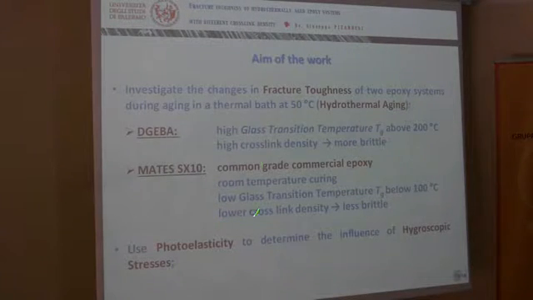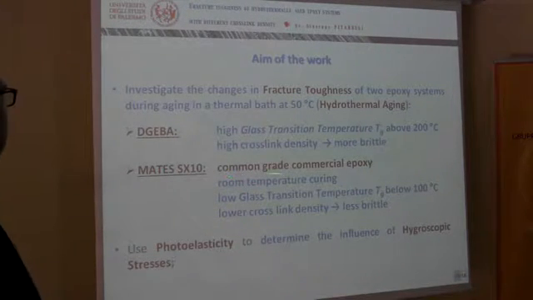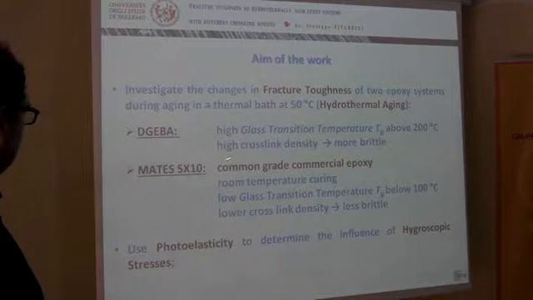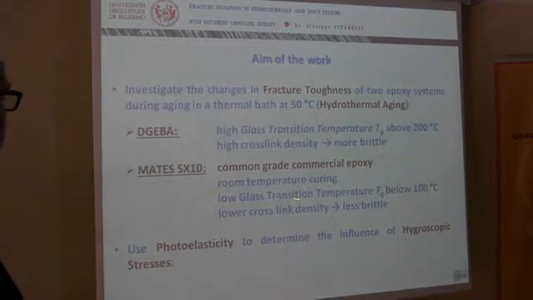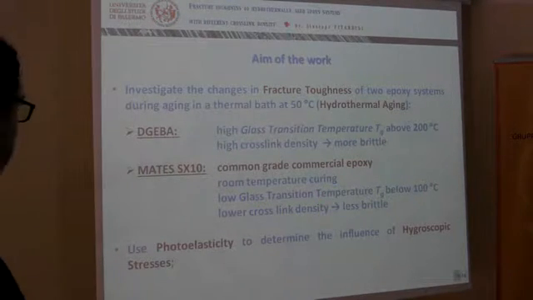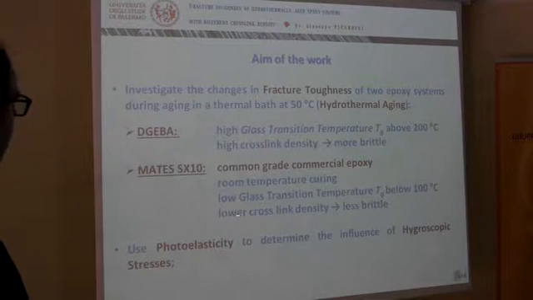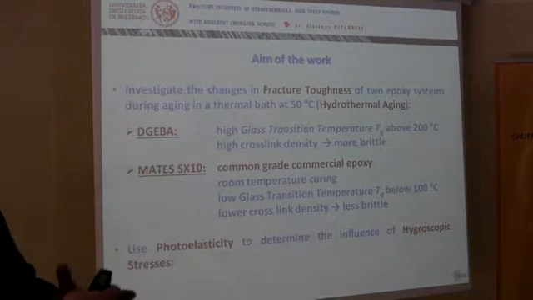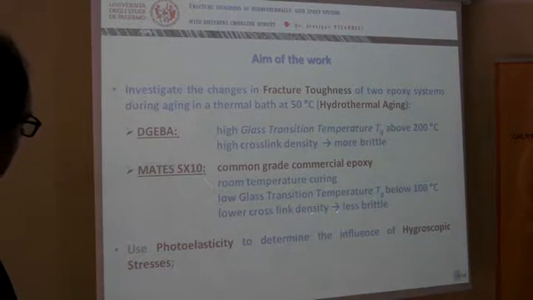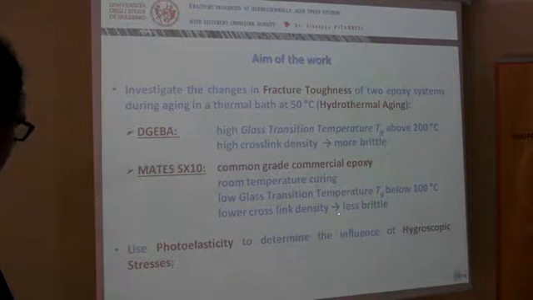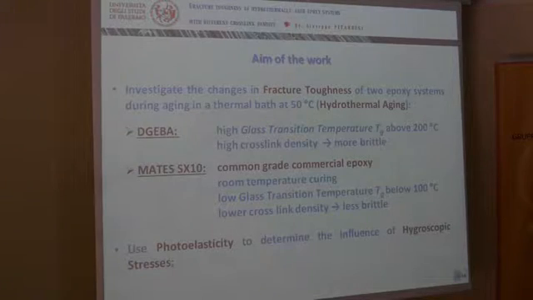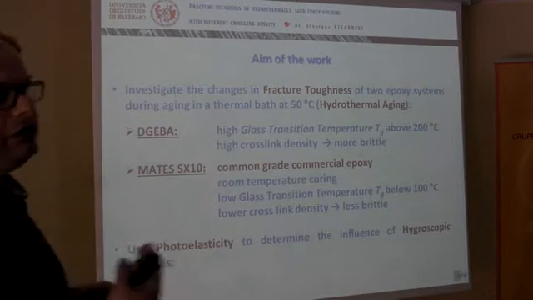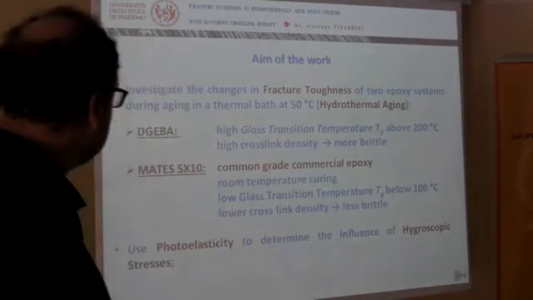The other resin that we have considered in the work is a conventional commercial-grade epoxy, which is able to cure at room temperature, and is able to reach only glass transition temperatures below 100 degrees. This means that there is a low cross-link density in the polymer network, which basically results in a less brittle polymer. So we also use photoelasticity to monitor the macroscopic stresses.